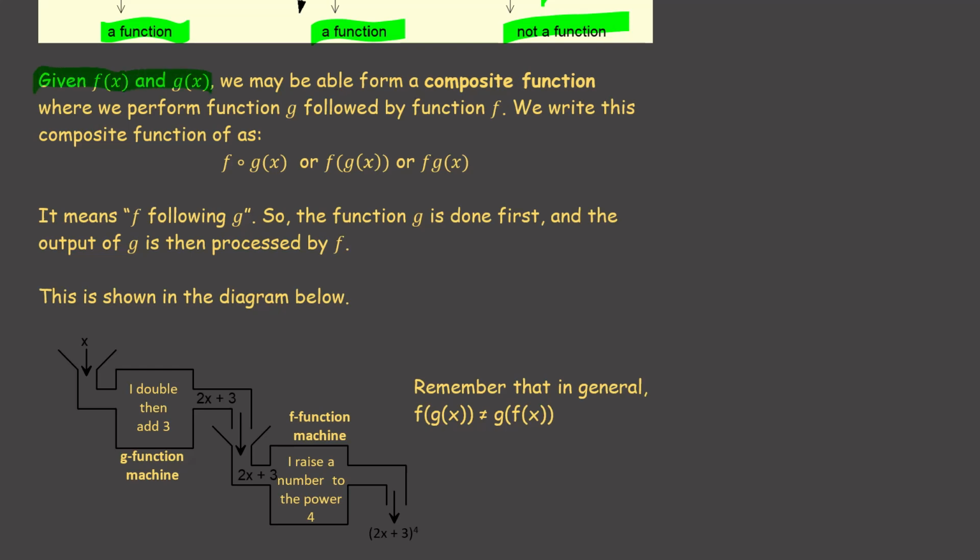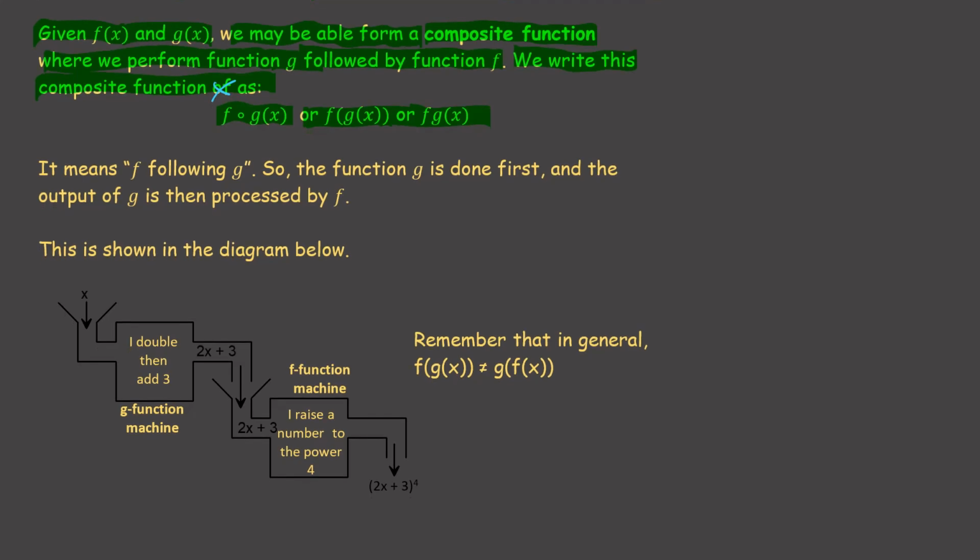Given f of x and g of x, we may be able to form a composite function where we perform function g followed by function f, and we can do it the other way around as well, maybe. We write this composite function as f of g of x, I don't know why I've got the word of in there, I'll need to correct that in the notes, f of g of x, or fg(x), or f(g(x)) like that. You'll see all three in the literature, which is why I've written all three down. It means f following g.